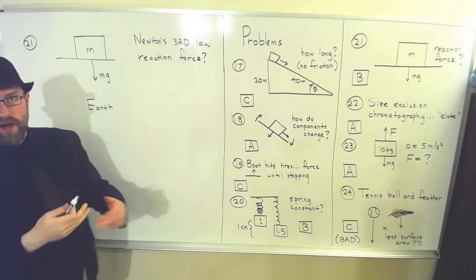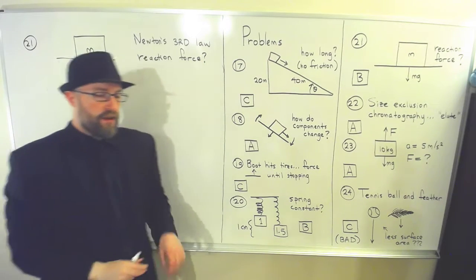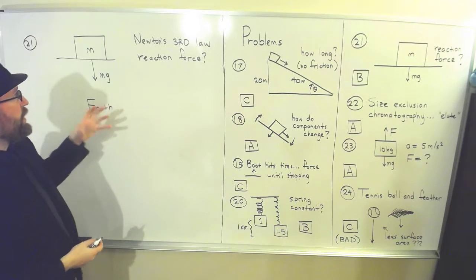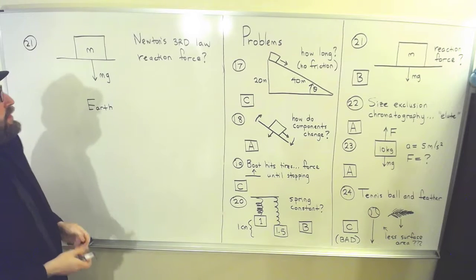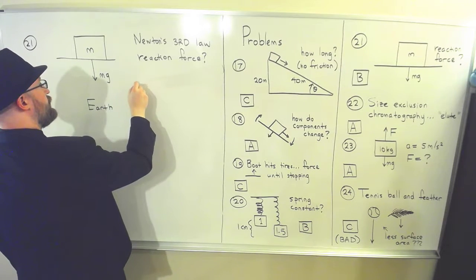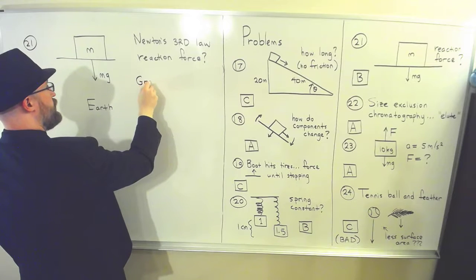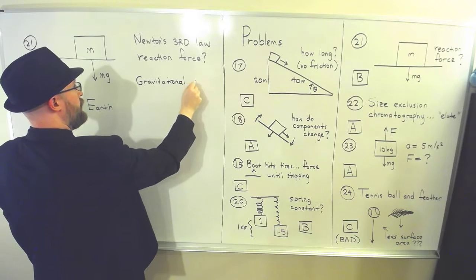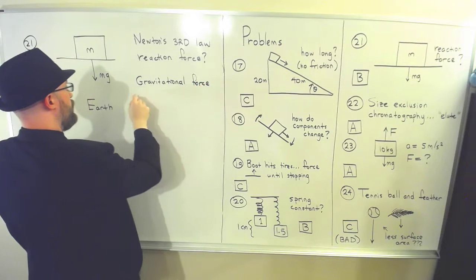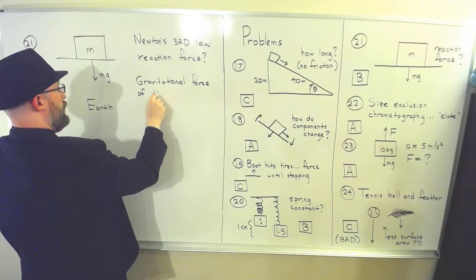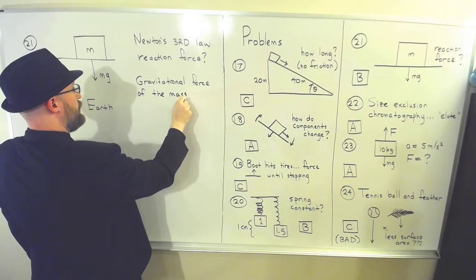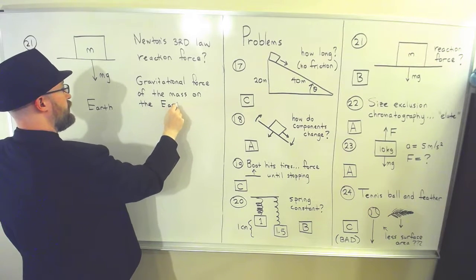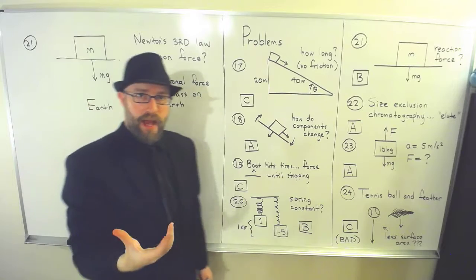And for it to be an equal and opposite reaction, well, to be opposite, it has to be exerted on the Earth by the mass. And for it to be equal, it has to be the same size as mg. And so the answer is that it's the gravitational force of the mass on the Earth.